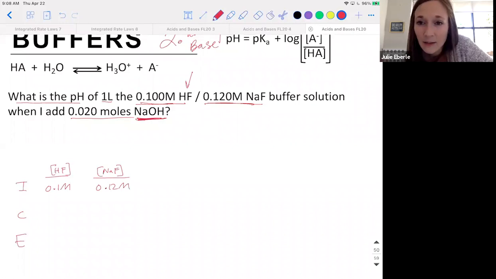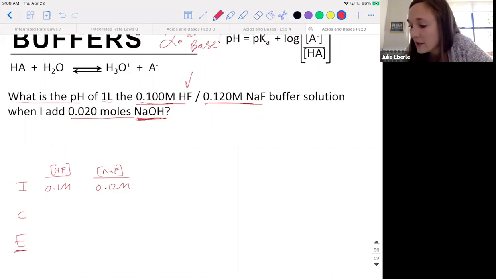The C part in ICE stands for how this is going to change. We said the concentration of HF will get used up a little bit. Being used up means the concentration will go down because it's being used up to neutralize the base. So by how much is it going to go down? And by how much is our conjugate base going to go up? Then we'll calculate those columns and get our new equilibrium concentrations, and that's what we'll plug into the Henderson-Hasselbalch equation.